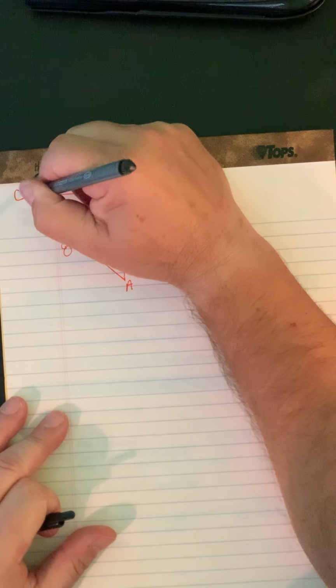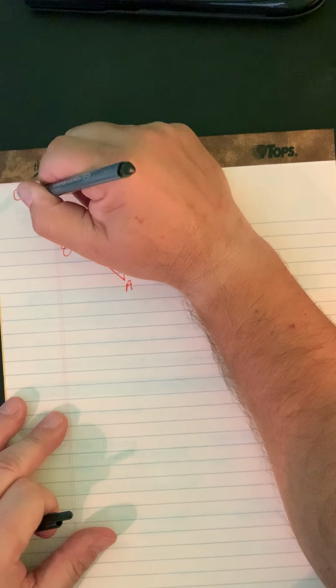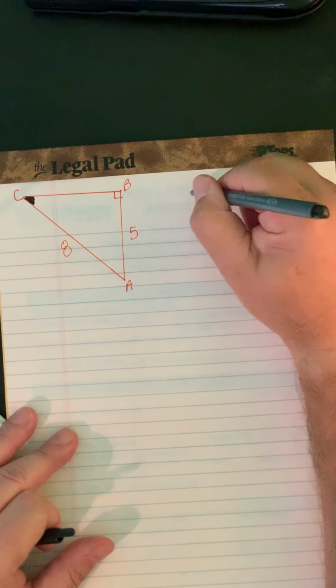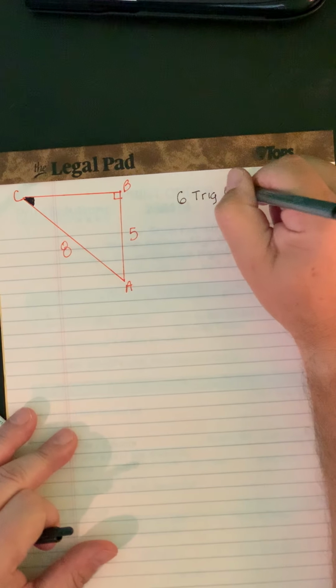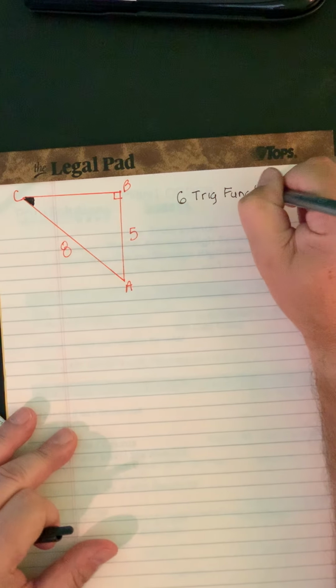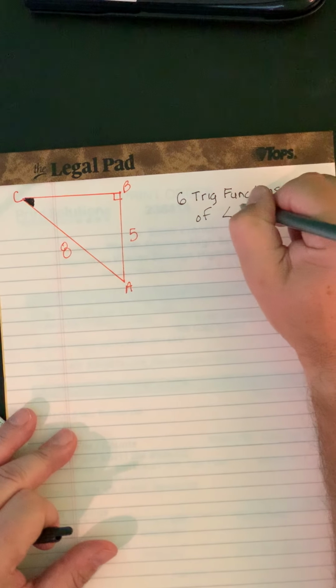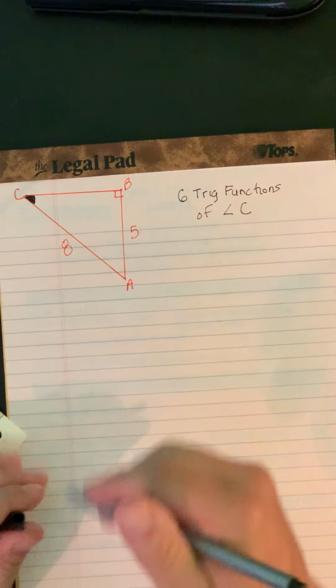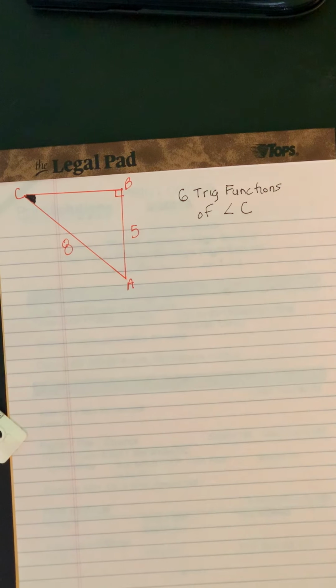This is going to be the angle we're going to be working with. That's angle C. So instead of theta, we're just going to use the vertex. All right. So I want to find the 6 trig functions of angle C. All right. So you notice we're missing a side. I know all of you know how to find that side because it's probably one of the first things you learned.